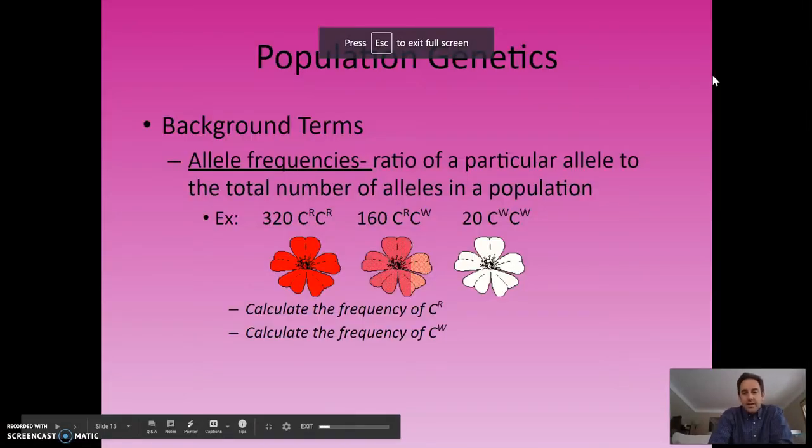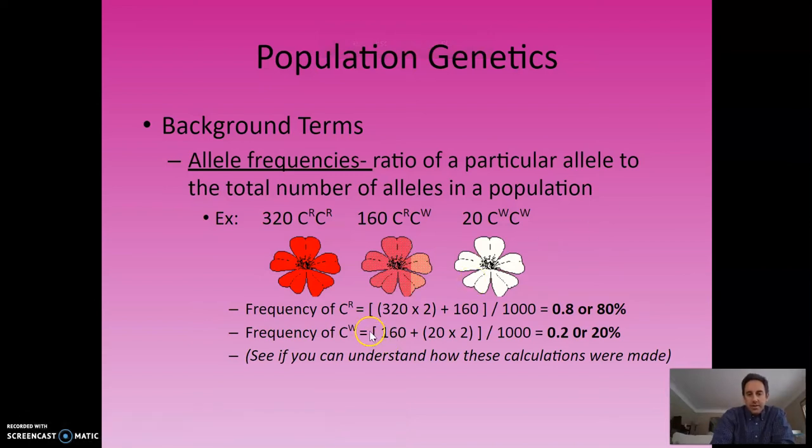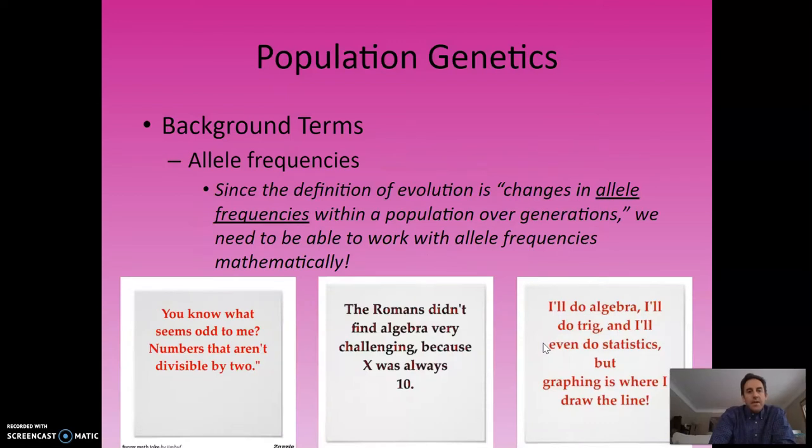So that's how you can calculate the frequency of an allele in a population. Since the definition of evolution is changes in allele frequencies within a population over time, we need to be able to work with these gene frequencies mathematically so we can track those changes. So time for some math, children.